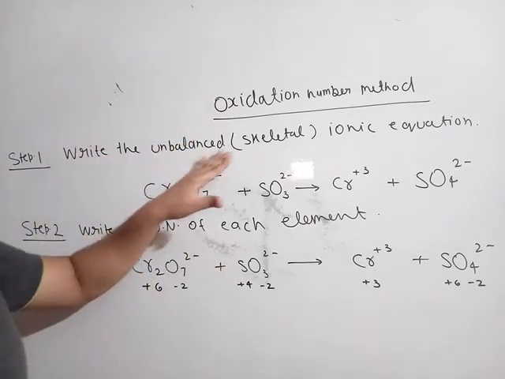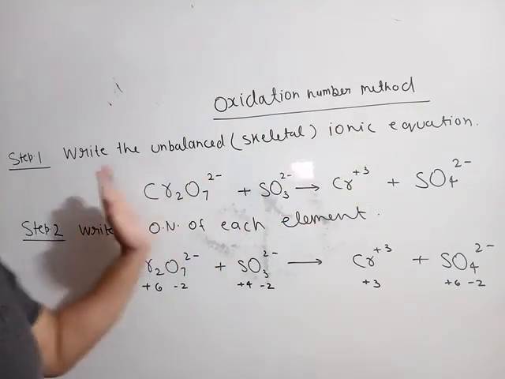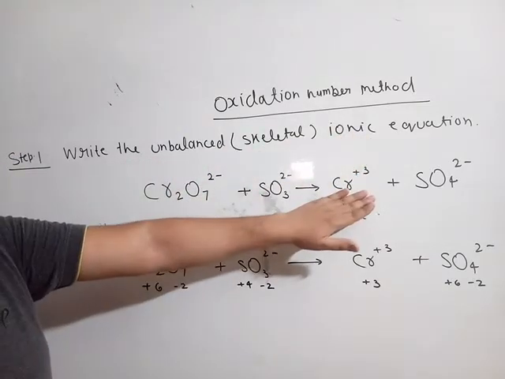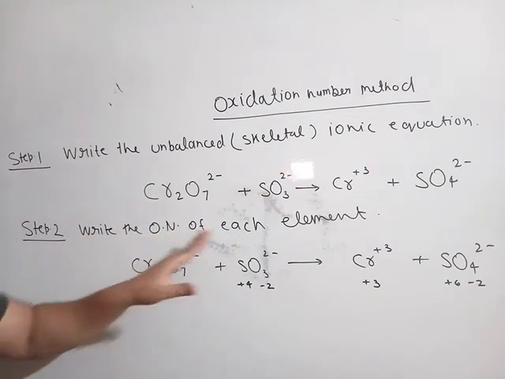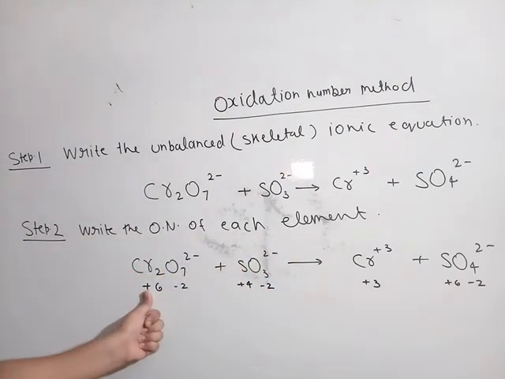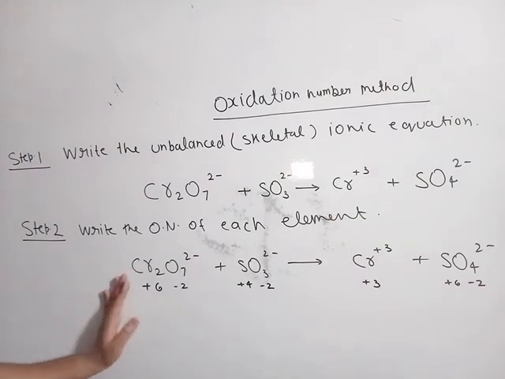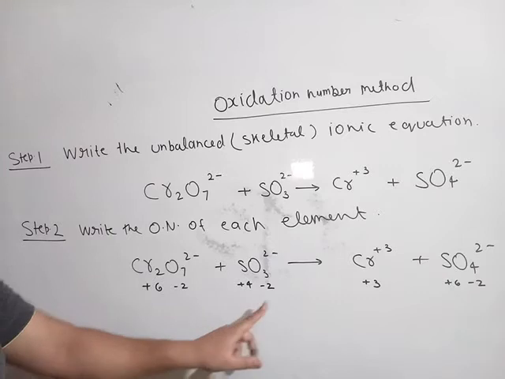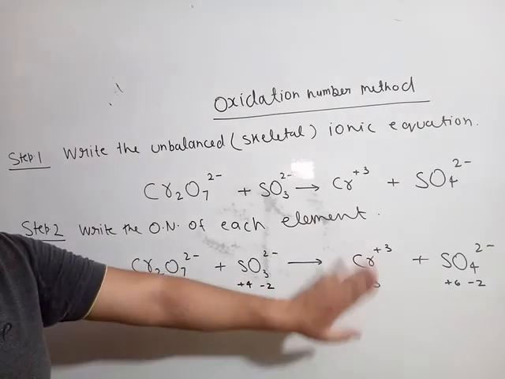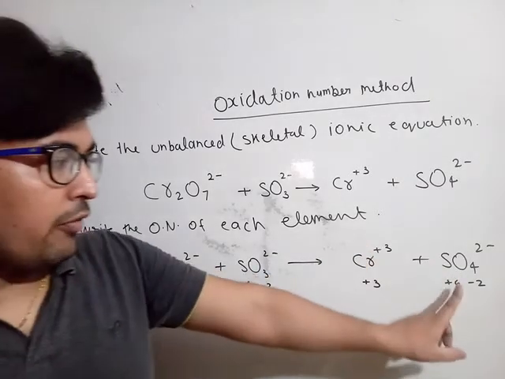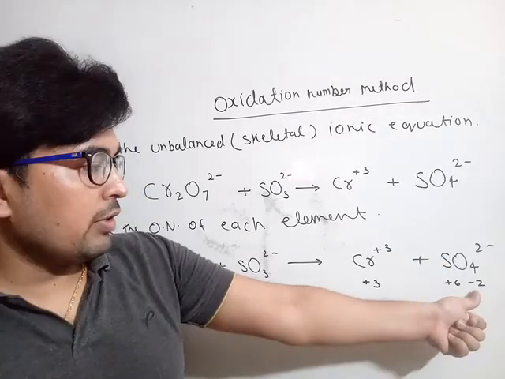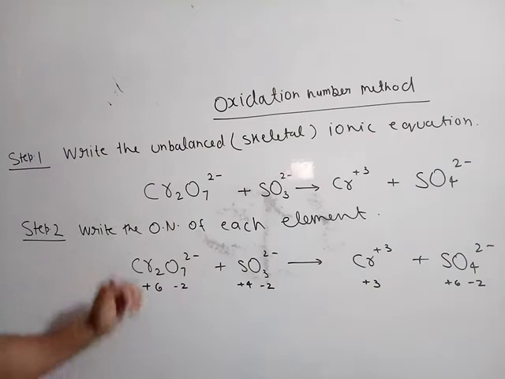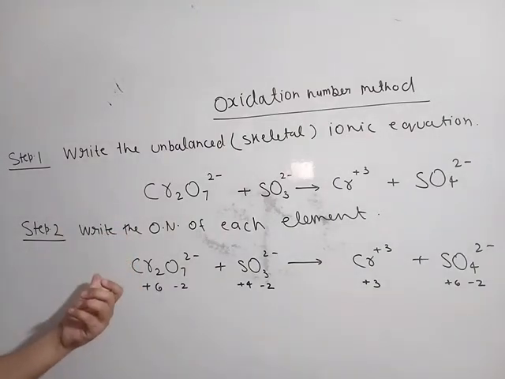Write the unbalanced or skeletal ionic equation. That is the ionic equation we are having. The next step is to write the oxidation number of each element. You know how to calculate the oxidation number by assuming x. It will be plus 6, minus 2, plus 4, minus 2, and iron will have plus 3. If you calculate the oxidation number of sulfur, that will be plus 6 here, and oxygen, obviously, we know is minus 2. So what will be the next step here?